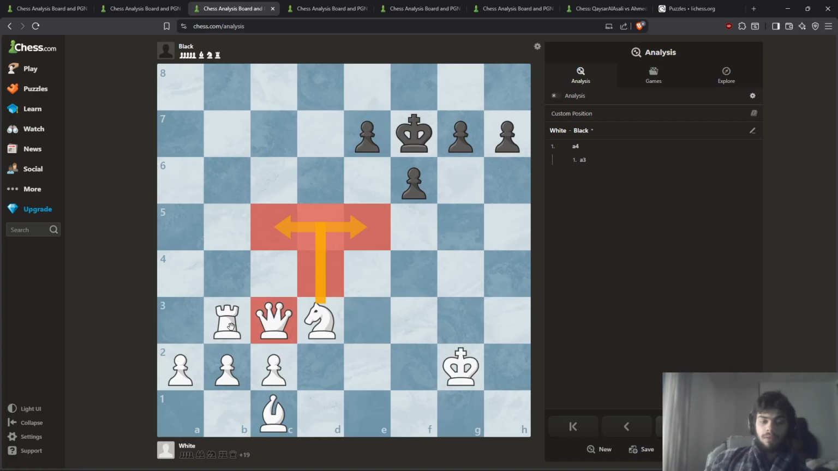And then 1, 2, to the right. And then 1, 2, back. 1, 2, here. 1, 2, here. Of course, you cannot take your own pieces. You cannot capture your own pieces. That's one of the rules. And we can do this for all directions, like this.